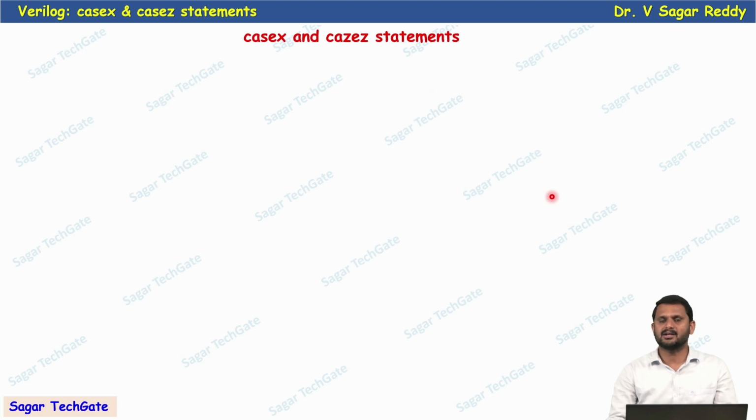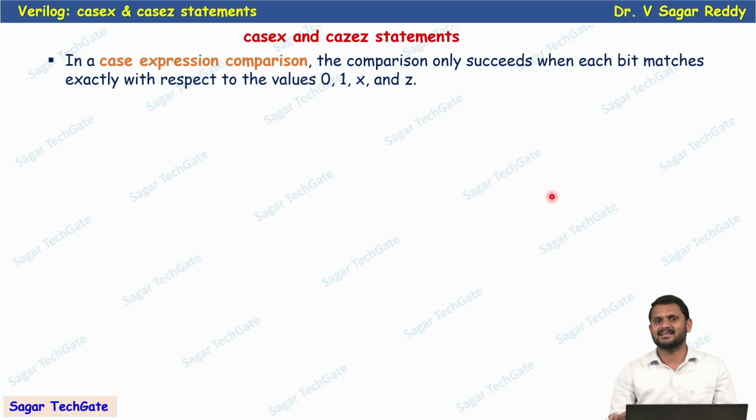Now we have two other statements, casex and casez statements. In a case expression comparison, the comparison only succeeds when each bit matches exactly with respect to 0, 1, x and z. Clear? For example, if the expression has 0, 1, x, 1, then that item should be 0, 1, x, 1 only.